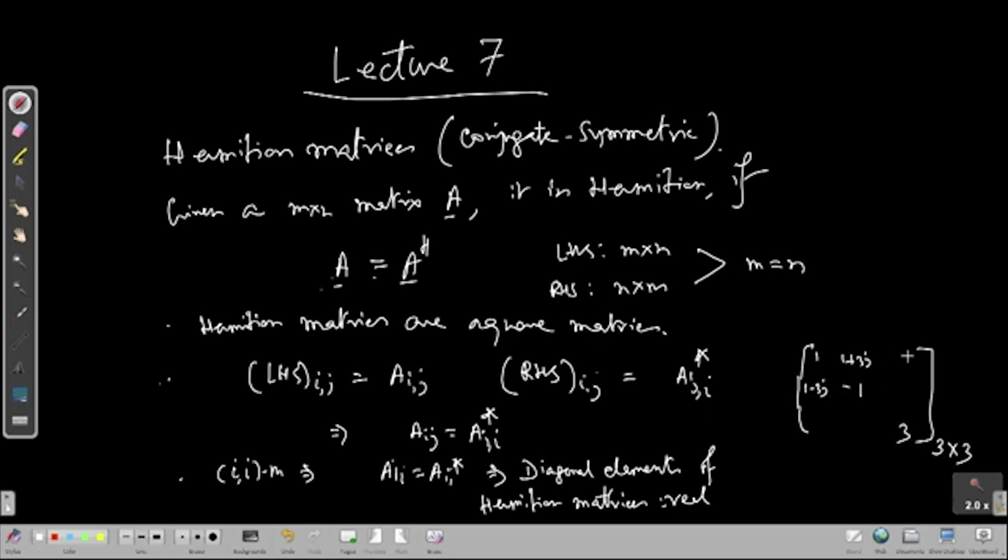Then the row 1, column 3 element, if it is minus 2 plus j, then the third row, first column element is its conjugate. So it will be minus 2 minus j. And again, the second row, third column element and the third row, second column element are conjugates of each other. So if it is, suppose, j, it will be minus j, like that. This is a typical example of a Hermitian matrix. All right.